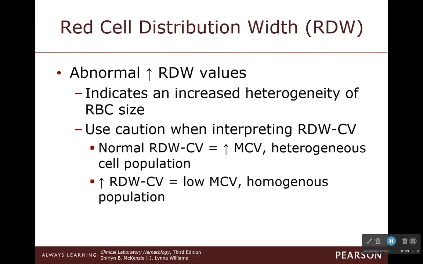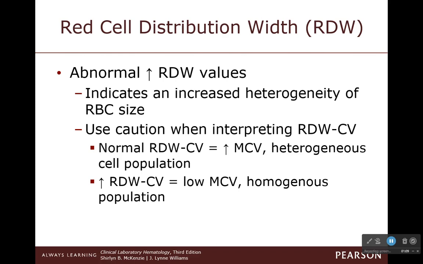So an abnormal increase in RDW values indicates heterogeneity of the RBCs, so a difference in those cells. When you interpret the CV, of course, use caution. You also need to look at the MCV too, and the population of cells.